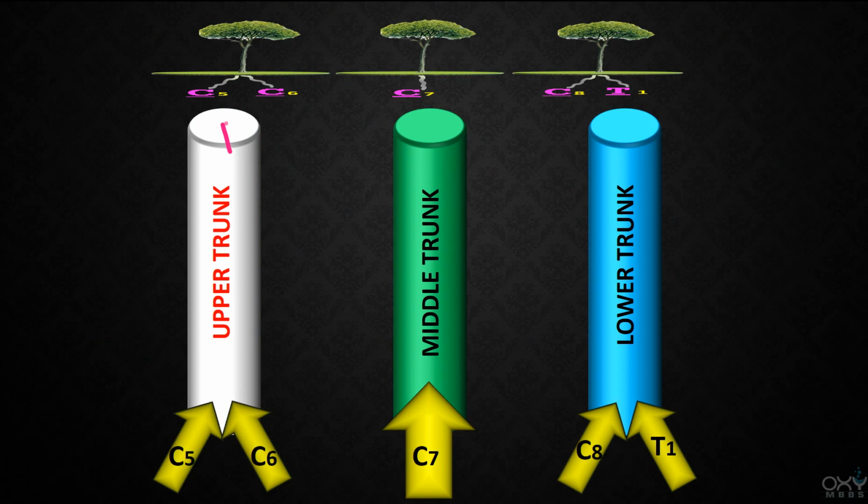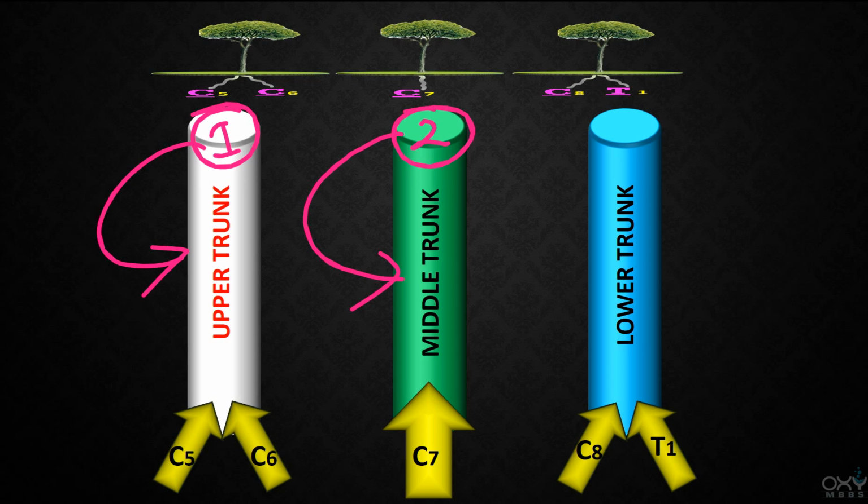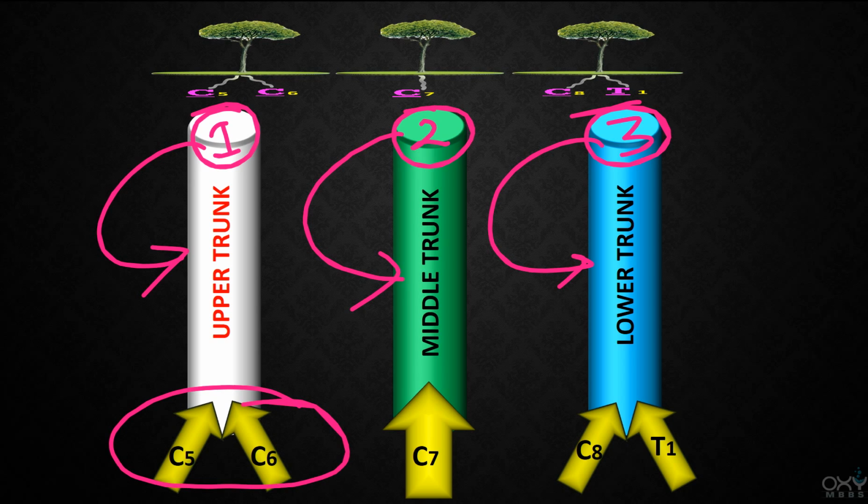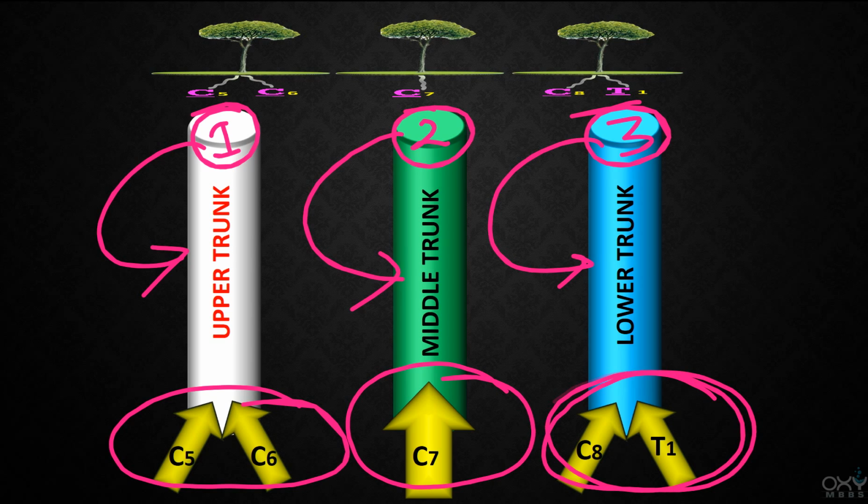So this is the trunk of the first tree and its name is upper trunk, and this one is second and its name is middle trunk, and this one is third and its name is lower trunk. And the upper trunk, as you know, is formed from C5 and C6 roots. The middle trunk is formed from a single root, that is C7, and the lower trunk is formed from C8 and T1 roots.